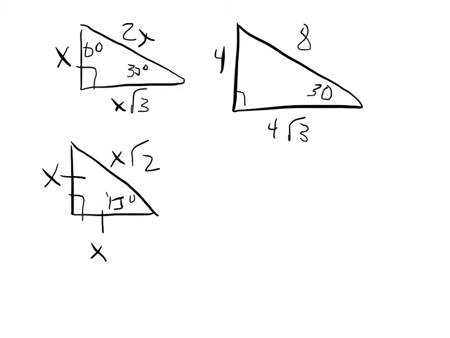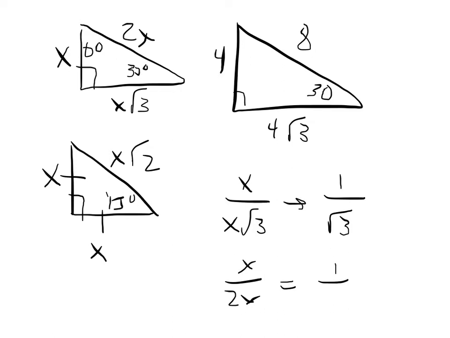If I look at ratios of corresponding sides, clearly x to 4 has to equal x root 3 to 4 root 3. If I simply rearrange that ratio, I would have x to x root 3 equals 4 to 4 root 3. In general, the ratio of sides in a 30, 60, 90 triangle would be x over x root 3, which we did a homework problem on. That simplifies to 1 over root 3. Or x to 2x would equal 1 over 2.